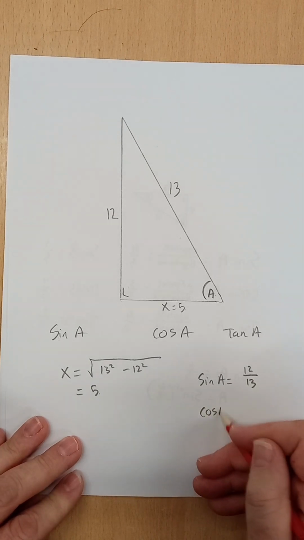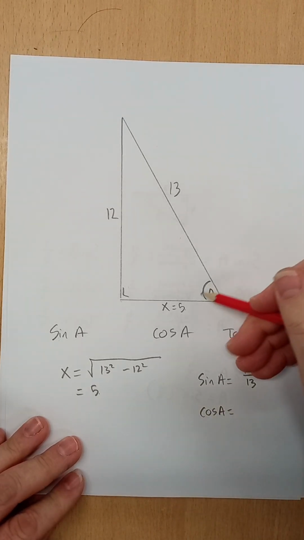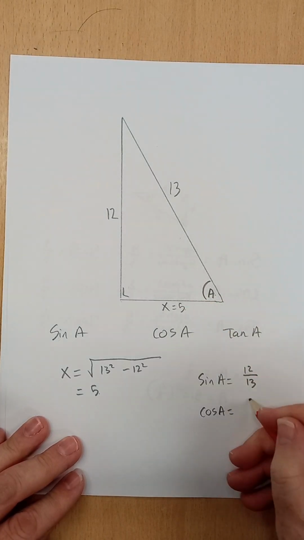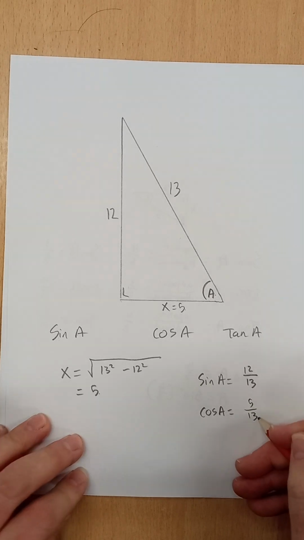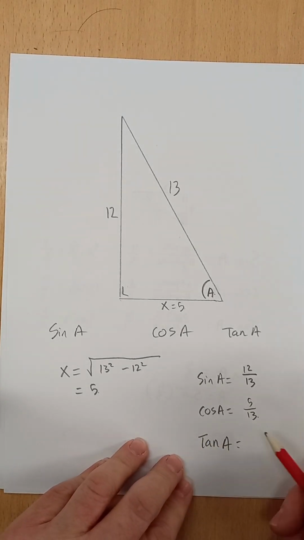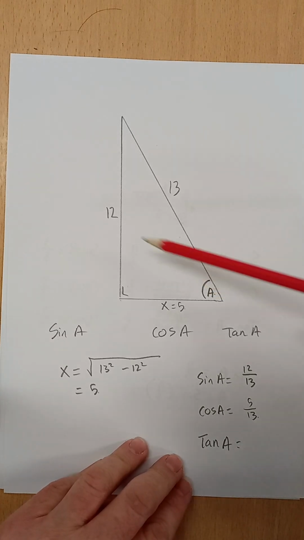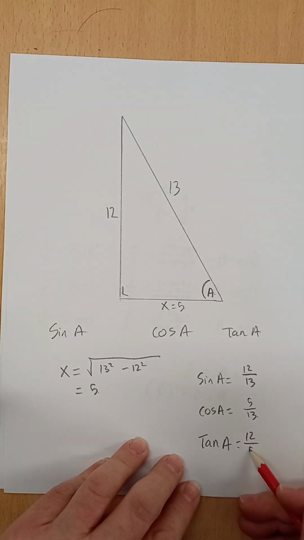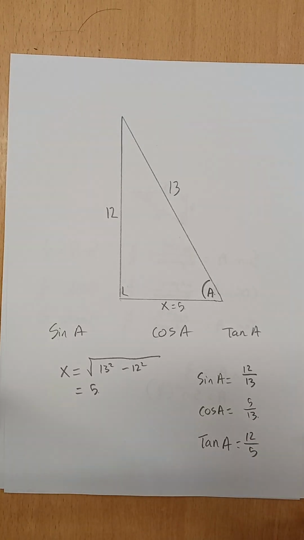The cos of A is adjacent. So if I was standing here, what am I standing on? I'm standing on the adjacent side, which is in this case 5, over the longest side, which is 13. And then the tan of A, well, that's just opposite over adjacent. It's basically what's across from me from what I'm standing on. And there's my three ratios.